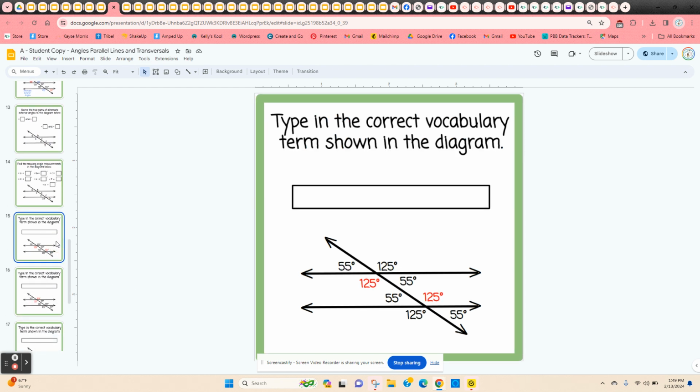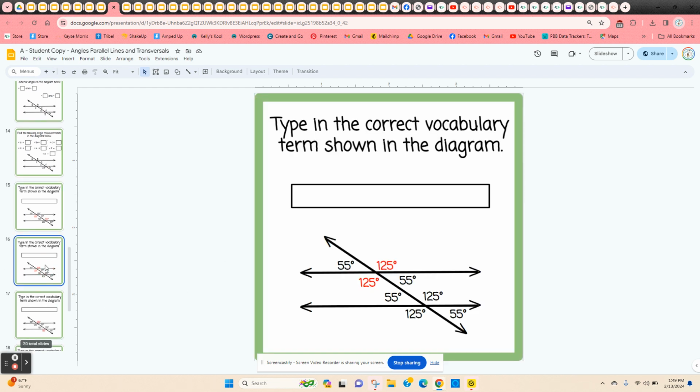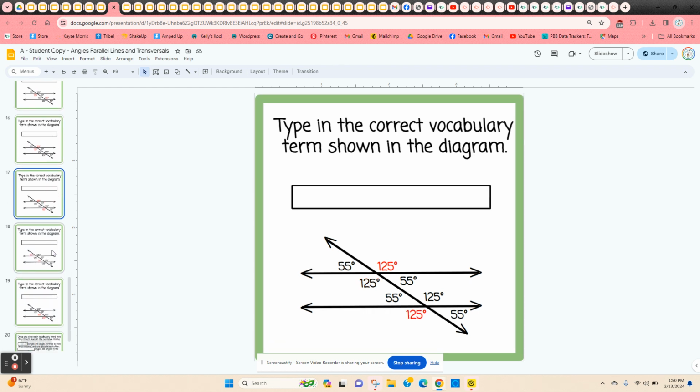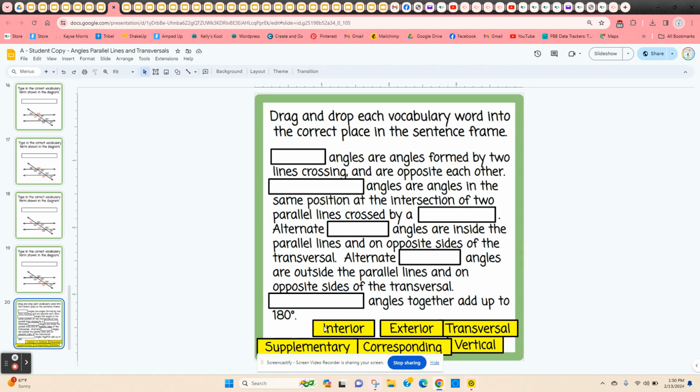Then we go through the terms again. Students need to remember the vocabulary. So they look at these angles in red and then they have to identify them. Same thing on the next slide: vertical angles, alternate exterior, corresponding, and supplementary. And then one final practice for all of these terms, students are going to drag and drop the correct terms into their correct location in the sentence frames.